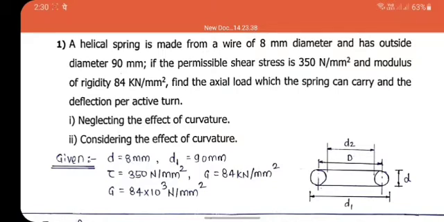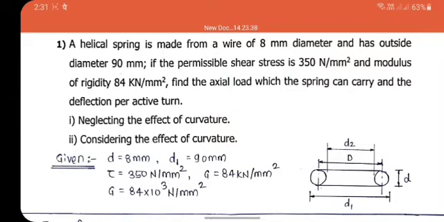Next, shear stress is given, which is 350 Newton per mm square. Modulus of rigidity capital G is given as 84 kilonewton per mm square. It is mentioned in kilonewton, so convert it into Newton, that is 84 into 10 raised to 3 Newton per mm square. So first you have to calculate the mean diameter for the given outside diameter.